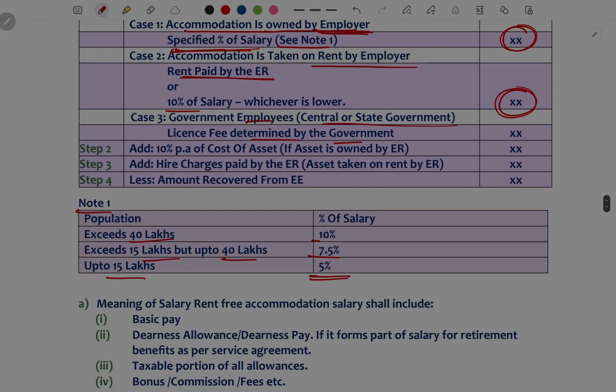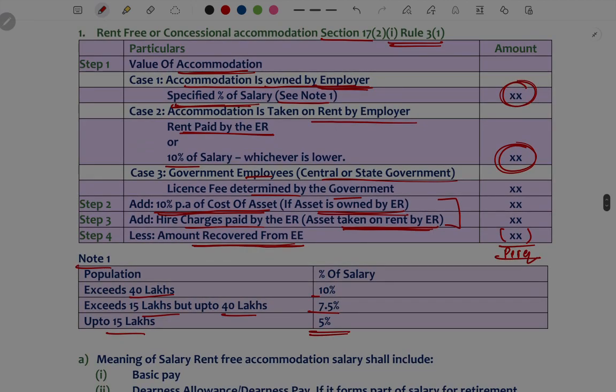But if non-government, then the main thing is 10% of the cost of the asset. If the asset is owned by the employer, higher charges paid by the employer. If the asset is taken on rent by the employer, the rent paid, less the amount recovered from the employee. So it will be less, and then you will come up with the value of your perquisite.